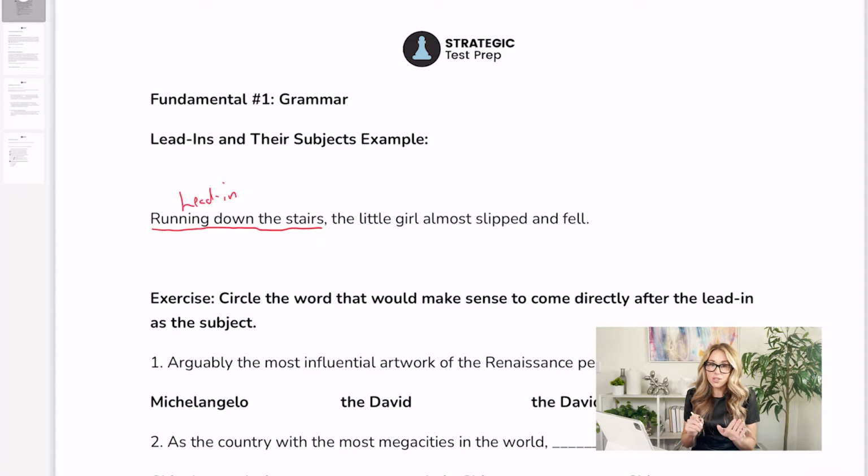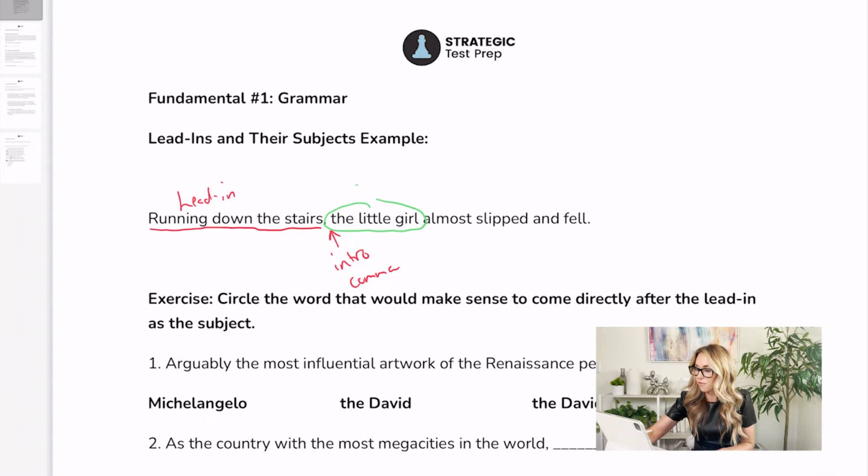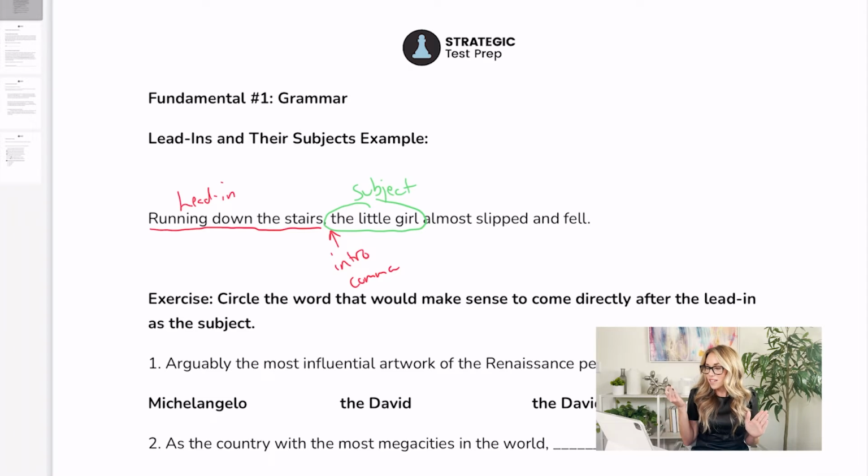Now, it's introducing the sentence. You've got an introduction comma here, but the subject has not been introduced yet. The subject will be whatever is running down the stairs. So with the way a sentence is structured, your subject has to come right after the lead-in and right after that intro comma. Make sure the subject makes sense based on what the lead-in is saying. So in this case, I look at it, if the subject is the little girl, that makes sense to me because I know a little girl can be running down the stairs.